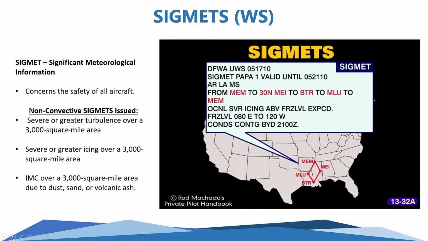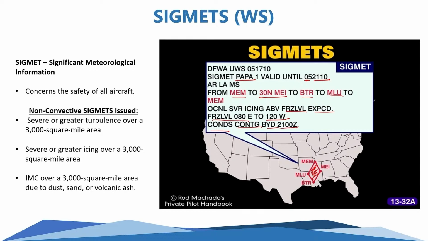So keep in mind that these would be some of the things that would warrant the issuance of a SIGMET, and they're read exactly the same way. For example, this is a SIGMET, and this is SIGMET Papa 1. We've got a valid time from the 5th day at 2110. Covers a large area there from Memphis, 30 north of MEI to BTR, all these places. So basically within this given range. Occasional severe icing above freezing level expected. Freezing level is 8,000 feet to the east and 12,000 to the west. Conditions are going to continue beyond 2100 Zulu.